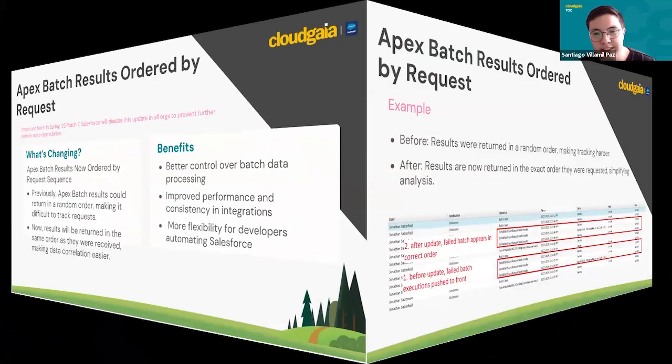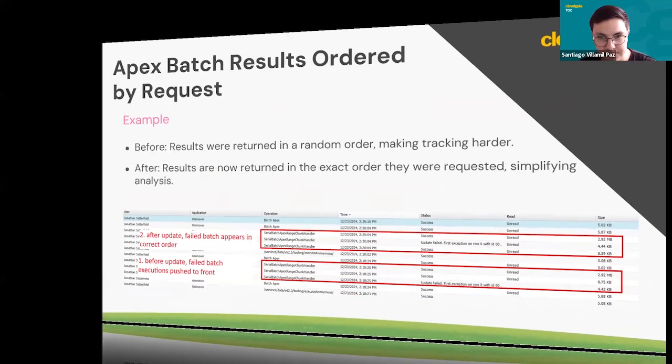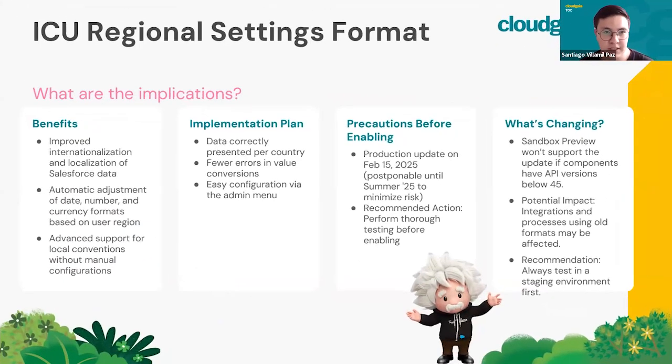Well, the second feature that we are going to talk about is the ICU regional setting formats. If you don't know what ICU regional setting formats are, it's simple. It's International Components for Unicode. To explain this in a simple way, when you see a date or a currency or a name, an address, the way that you can read it is made possible by the ICU setting format.